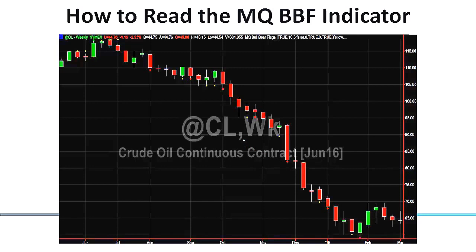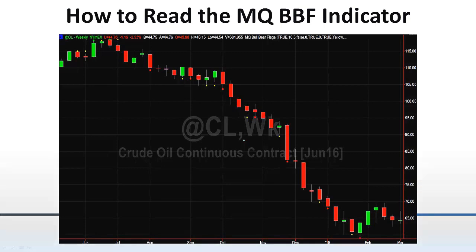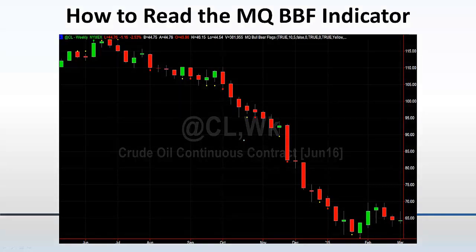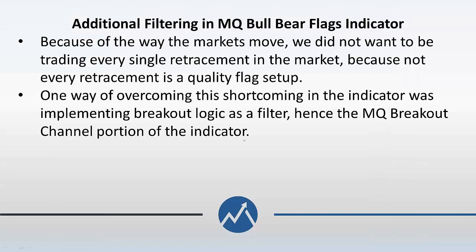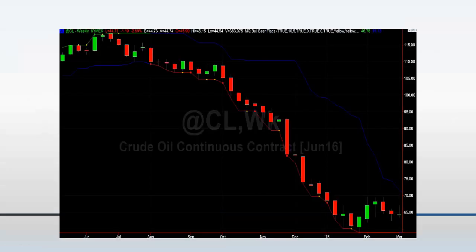All I wanted you to know though is this is how you read the indicator. Now let me explain what the indicator is doing, because it's applying more than just the momentum filter. Because of the way the market moves, we don't want to be trading every single retracement, because not every retracement is a quality flag setup. One way of overcoming the shortcoming in the indicator was implementing what we call breakout logic as a filter. Hence, if you look at the indicator settings, there's one setting called breakout channel.